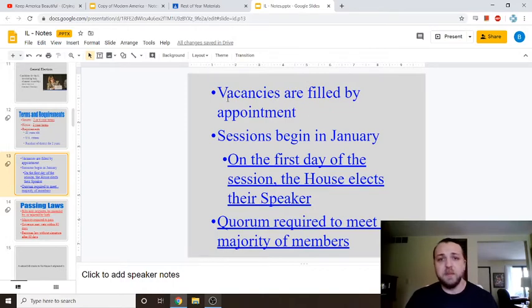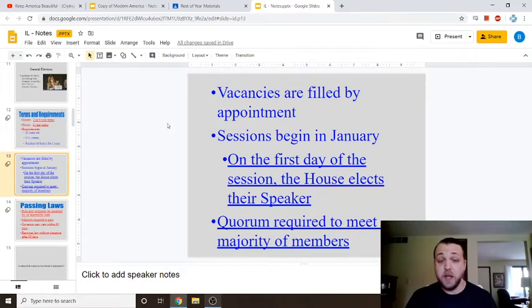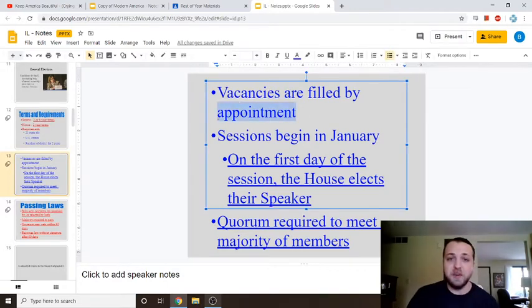Vacancies are filled by appointment. So if somebody in the Senate or House died or just quit, like, I hate our Illinois state government, I quit, that vacancy would be filled by the governor. They would just appoint someone to serve the rest of the time before the next election.